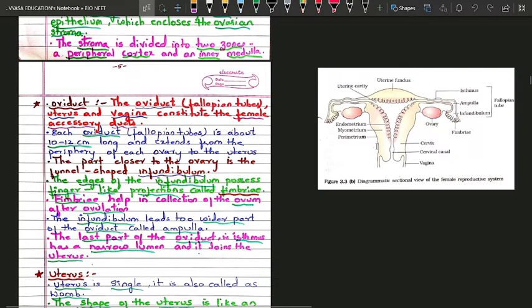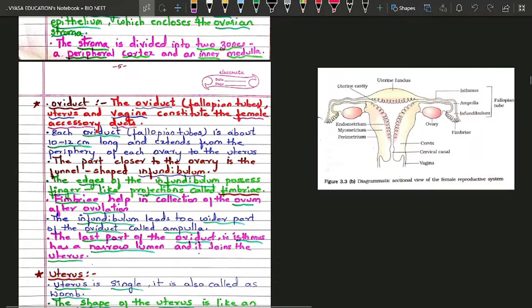Each oviduct is about 10 to 12 centimeter long and extends from the periphery of each ovary. See here, this is the periphery we said, isn't it? Periphery of the stroma. It starts from the periphery of each ovary to the uterus.